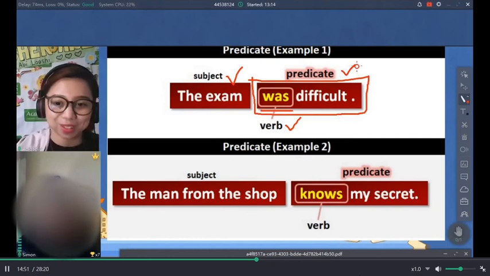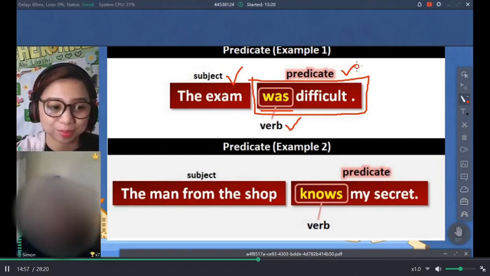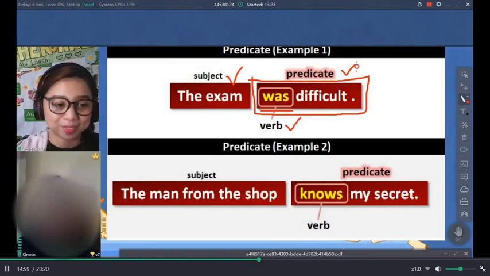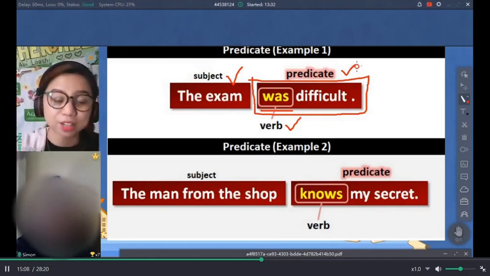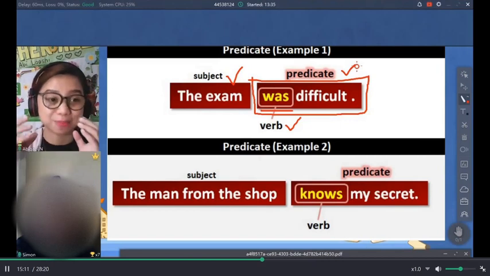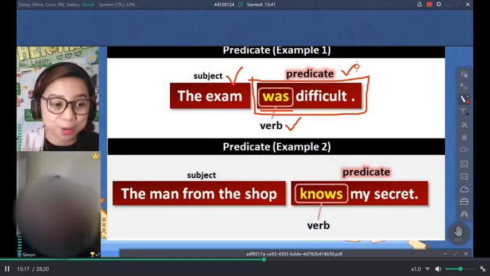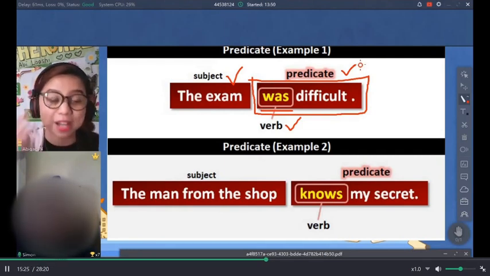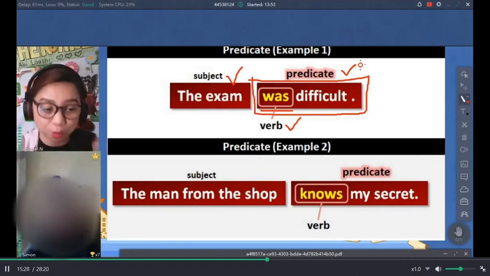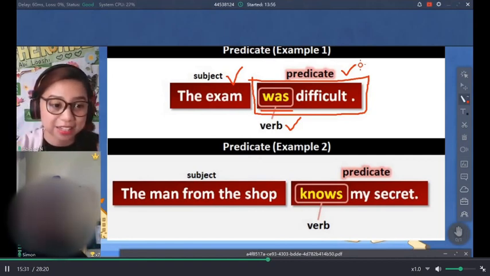A sentence is made with subject, predicate, object. Not like that. In a declarative sentence, it has subject and predicate, but it follows the pattern SVO. And there are more patterns in making sentences, Simon. One of the patterns is SVO, subject, verb, and object.